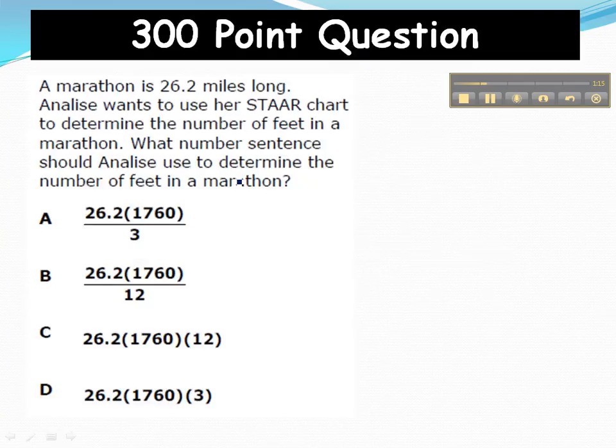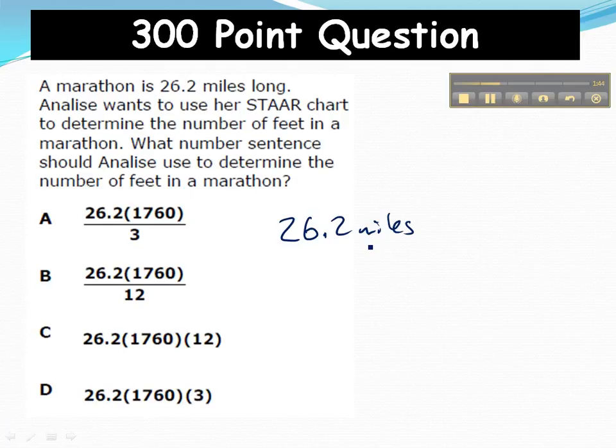Number 12, a marathon is 26.2 miles long. Annalise wants to use her star chart to determine the number of feet in a marathon. What number sentence should Annalise use to determine the number of feet in a marathon? On a problem like this, I would just grab my star chart. I wouldn't worry about the answer choices. I would just start thinking about, okay, I have 26.2 miles. And then what do I have on my star chart that can help me?